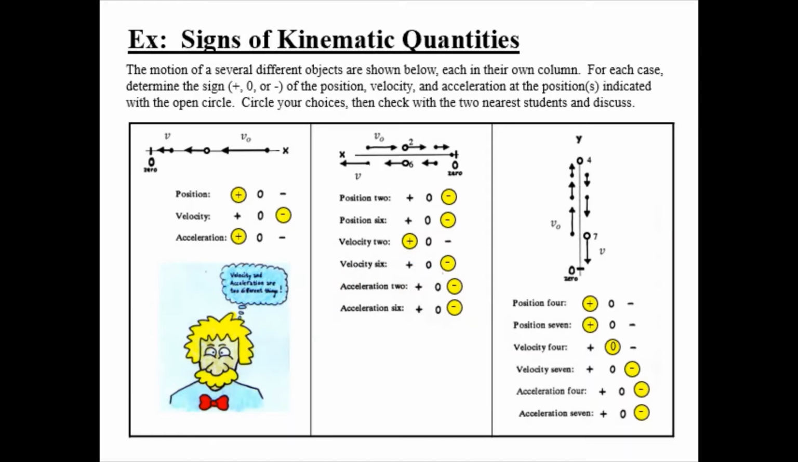In this particular problem, the object was moving to the right and slowing down. If it's slowing down, the signs of the velocity and the acceleration should be opposite. So at position 2, we saw that we had a positive velocity, which means we have to have a negative acceleration at position 2, because it was slowing down. Signs have to be opposite for velocity and acceleration if it's slowing down.